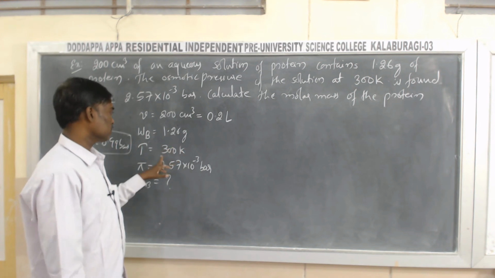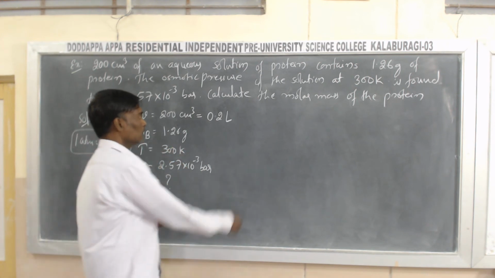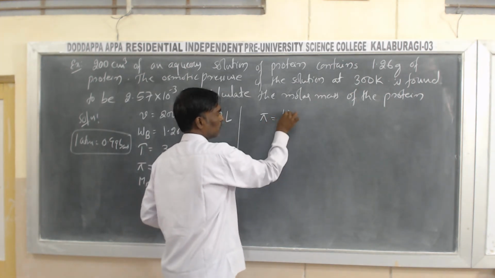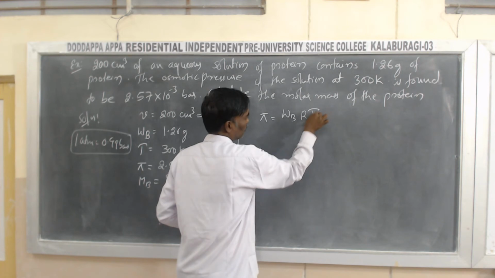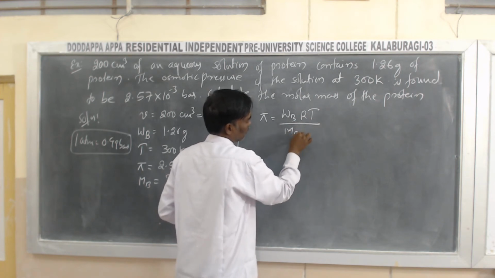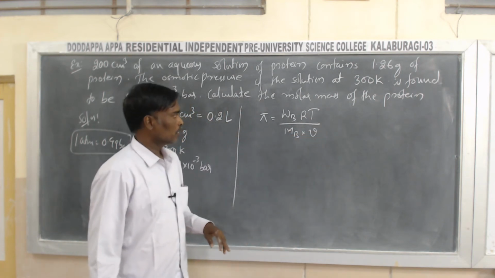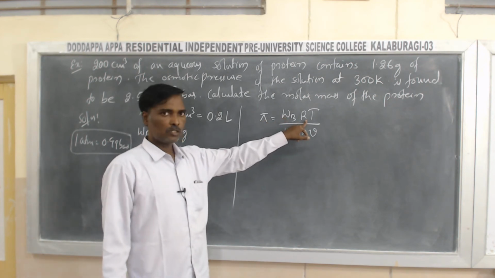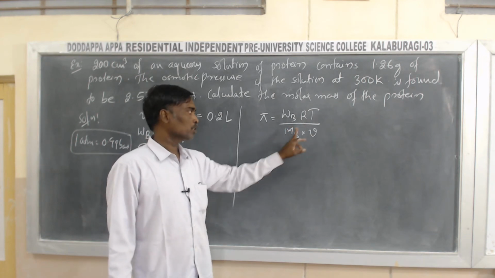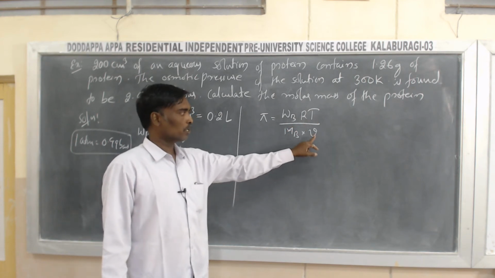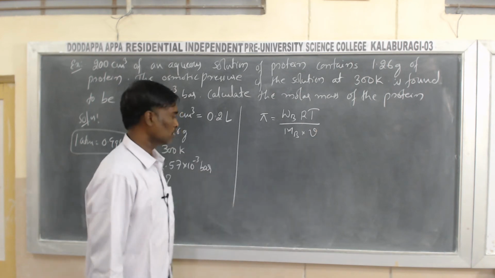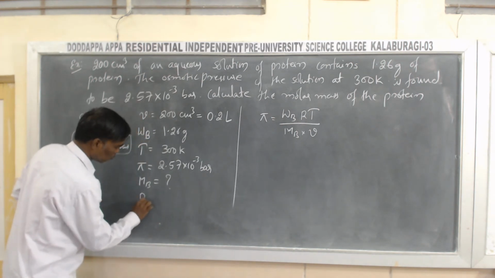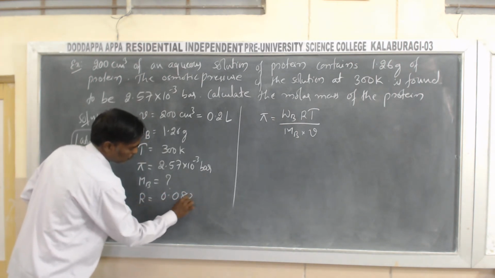Mass is already expressed in grams, temperature is in Kelvin. Then the formula here is pi is equal to WB into R into T divided by MB into V. Here pi is the osmotic pressure, WB is the mass of solute, R is the gas constant, T is the absolute temperature, MB is the molecular mass of solute, and V is the volume of solution in liter. We need one more piece of data, that is the R value. R value is 0.082.